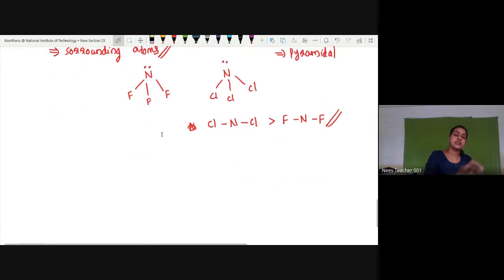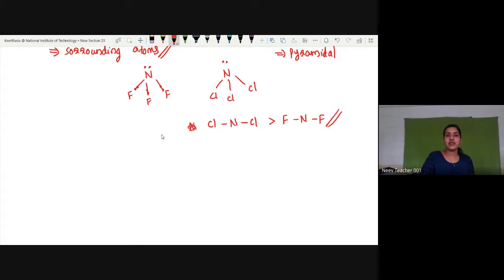As we know, nitrogen and fluorine have an electronegativity difference, and that forms a polar bond. The shared pair of electrons is not equally shared between nitrogen and fluorine. Fluorine is a more electronegative atom, so it will always try to attract the electron pair towards itself, and the shared electron pair will be displaced more towards fluorine due to its high electronegativity.